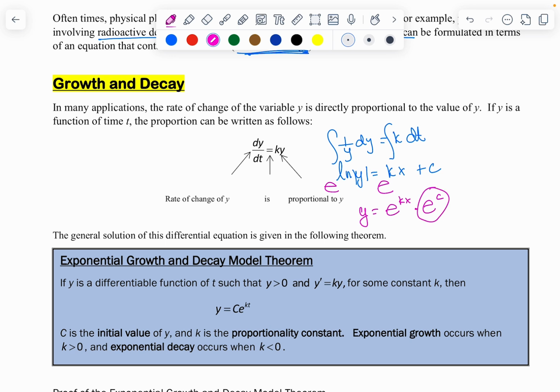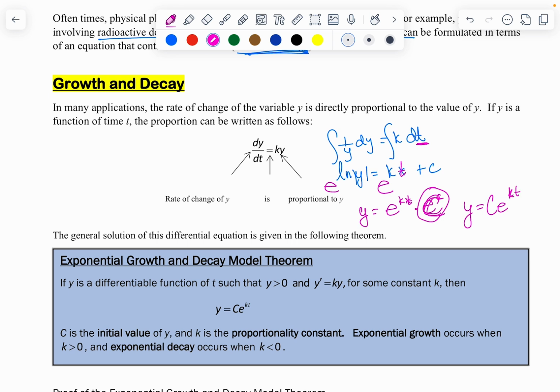Now, obviously, e to the c is just c. And I know I just did kx. It should have been kt because it is a dt. Well, e to the c is just going to be c. So actually, it looks like I just did the whole thing. So you got y equals c e to the kt.